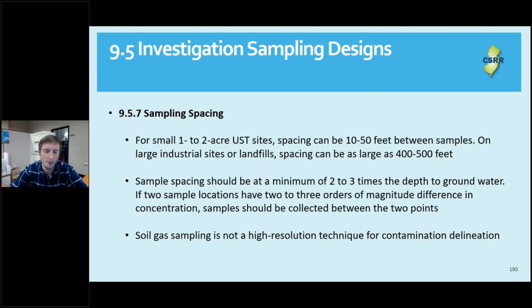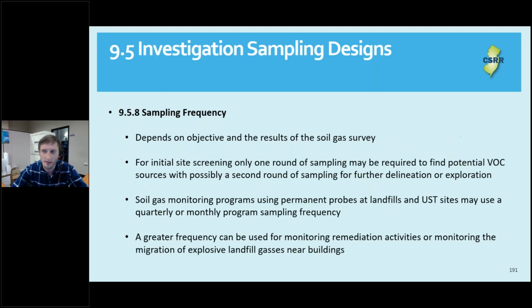And then if two sample locations have 2 to 3 orders of magnitude difference between the two in regards to concentration, you need to come back and collect samples between those 2 points. And just keep in mind, soil gas surveying is not a high resolution technique for contamination delineation. Next slide, please. So we talked about where and the spacing, but what about the frequency?